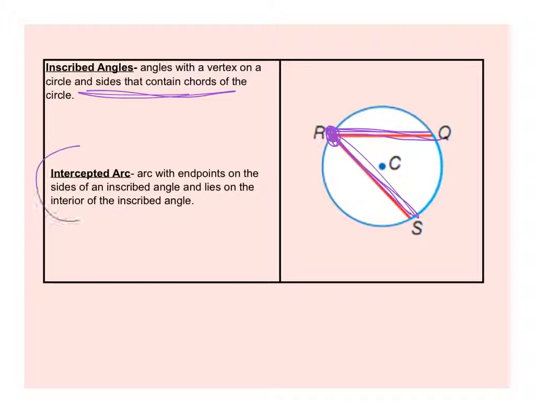And the intercepted arc is much like a central arc. It's going to be right here. It's the arc with the endpoints on the sides of an inscribed angle that lies on the interior of the inscribed angle. So basically, it's on the inside of this angle. That's what an intercepted arc is.